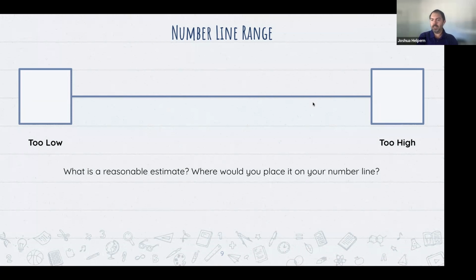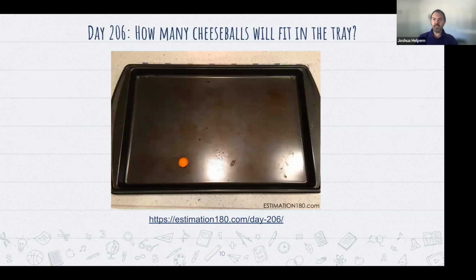So we're going to go through one together. And what I'm going to have you do is when I put up the image, we're going to start with the too low. And so in the chat, I just want you to throw out numbers for me. What do you think would be a number that's too low for this? And if you want to, you can also share your thinking of why you chose that number. Why do you think that's a good starting point on an estimation that's too low? Okay, so this is day 206. How many cheese balls will fit in the tray? So what do you think is an estimate that's too low? Where would be the bottom end of our range?